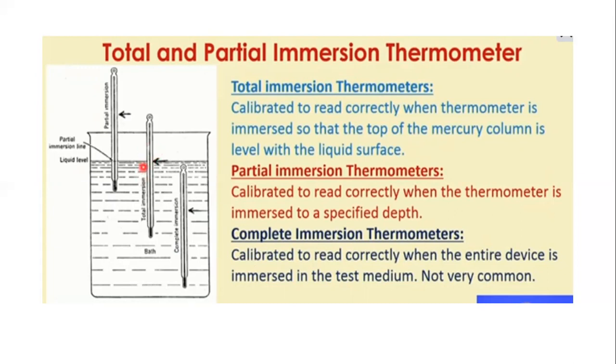So the mercury column is totally immersed in the liquid whose temperature is to be measured. And partial immersion thermometer means we can put only a specified portion of the thermometer into the medium. That means there will be a marking on that thermometer, and we need only immerse up to that marking. And another one is the complete immersion thermometer. To calibrate or to read that thermometer, we have to immerse it fully in the test medium.